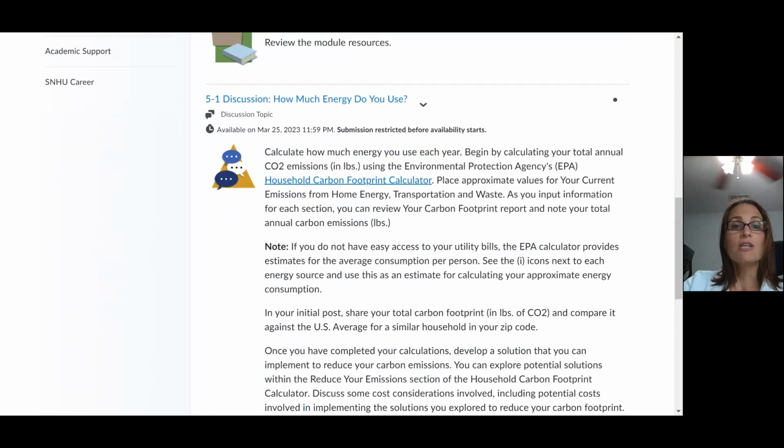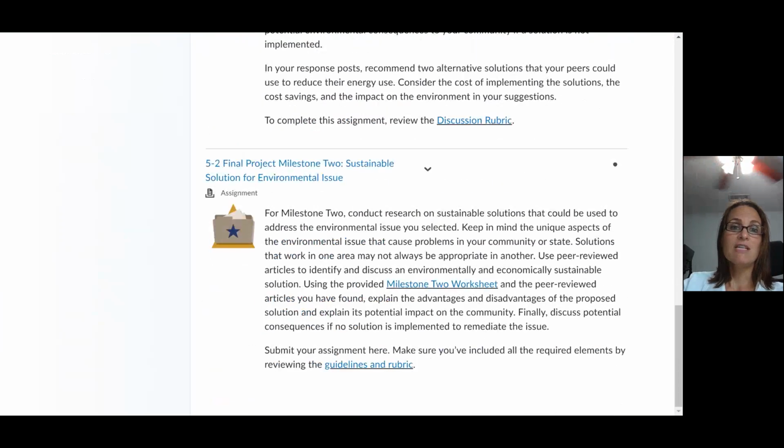So again, just to recap, your initial discussion post regarding your carbon footprint calculator, how much energy do you use? That is due by this coming Thursday. Your 2 follow-up responses are due by Sunday. And then your assignment here looking at sustainable solutions for your particular environmental issue is due by this coming Sunday.